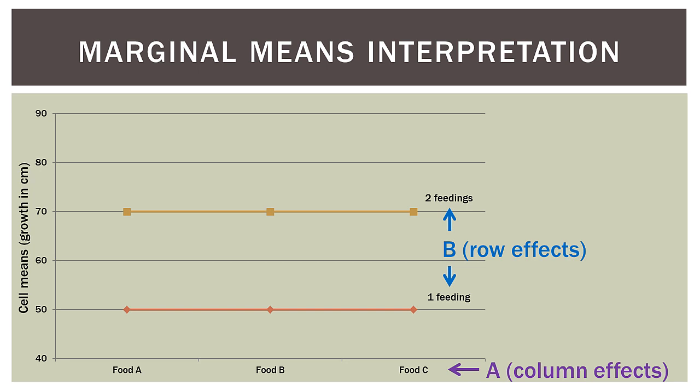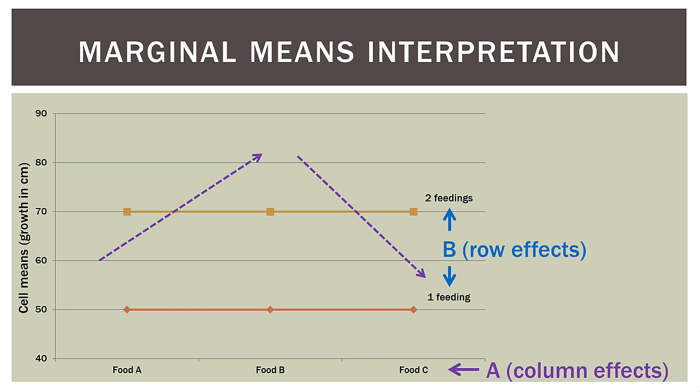Each line is our row effects. Remember, our rows in our table were the frequency with which we fed the plants. So we have column effects along the bottom, and the row effects are our actual lines. Now the axis over here on the left is our growth in centimeters. And we're going to be plotting the cell means on this graph.